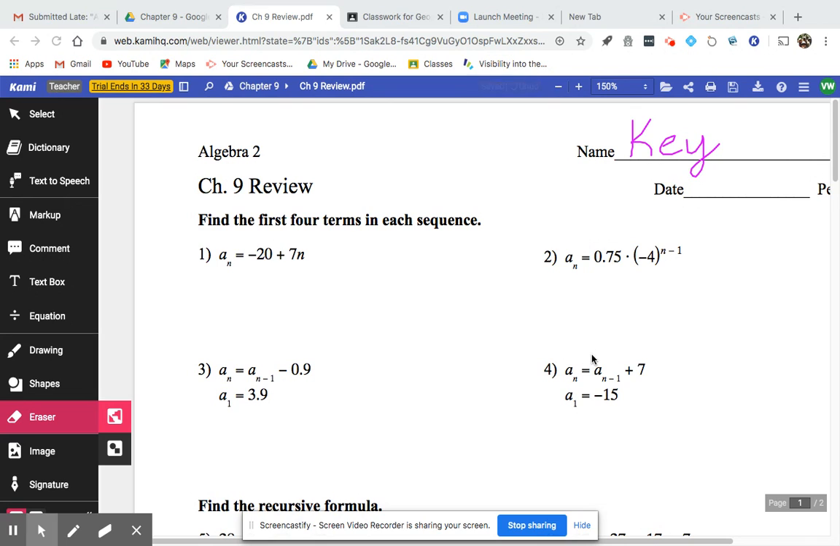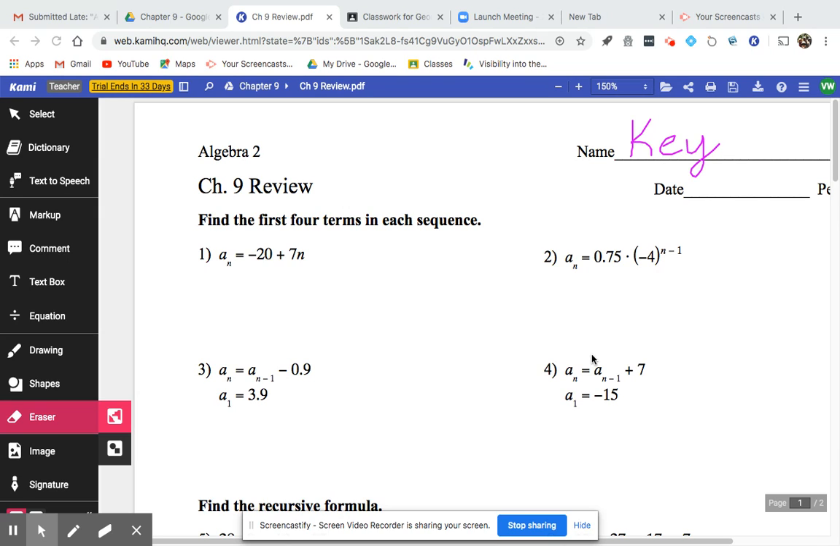Here's what you can expect. Video 1 is going to be page 1, video 2 is going to be page 2. So we are going to go ahead and just jump right in with the first four. We want to find the first four terms in each sequence. Number 1 and number 2 are set up the same way. Number 3 and number 4 are set up the same way.